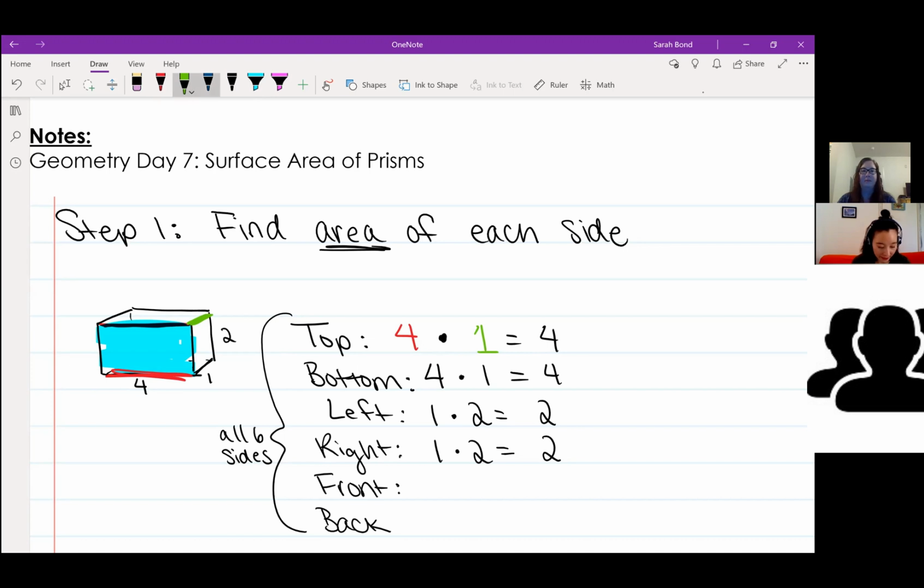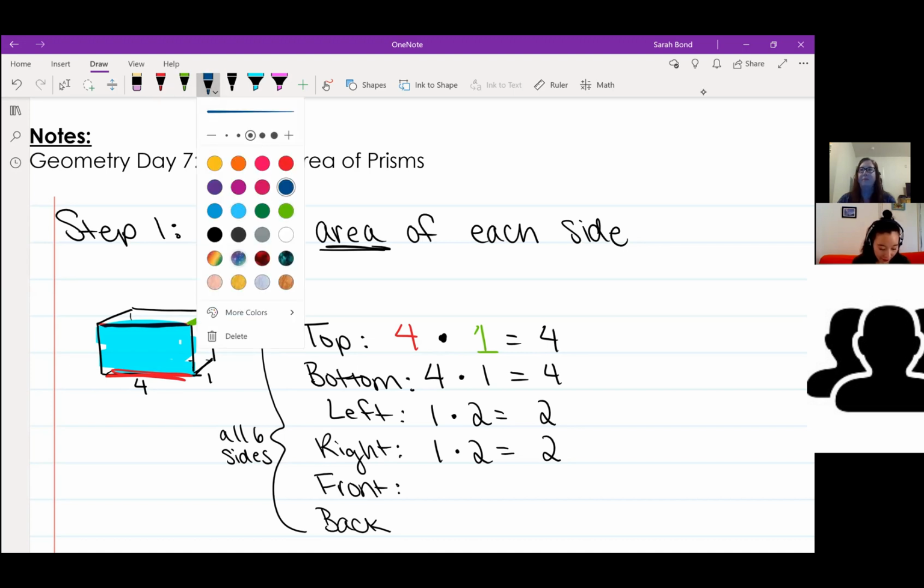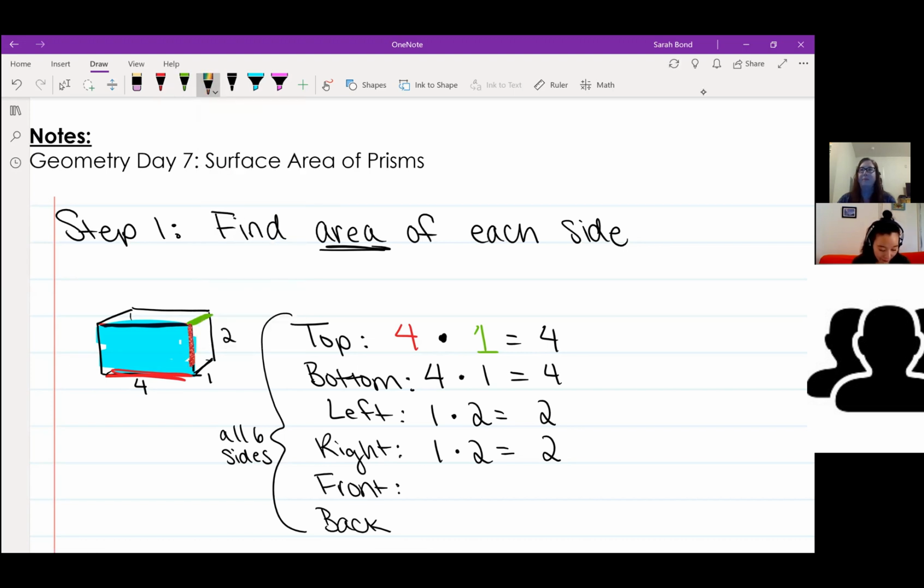What is, let me get a different color here. Ooh, we could do rainbow pen. Rainbow pen. It just looks sparkly.